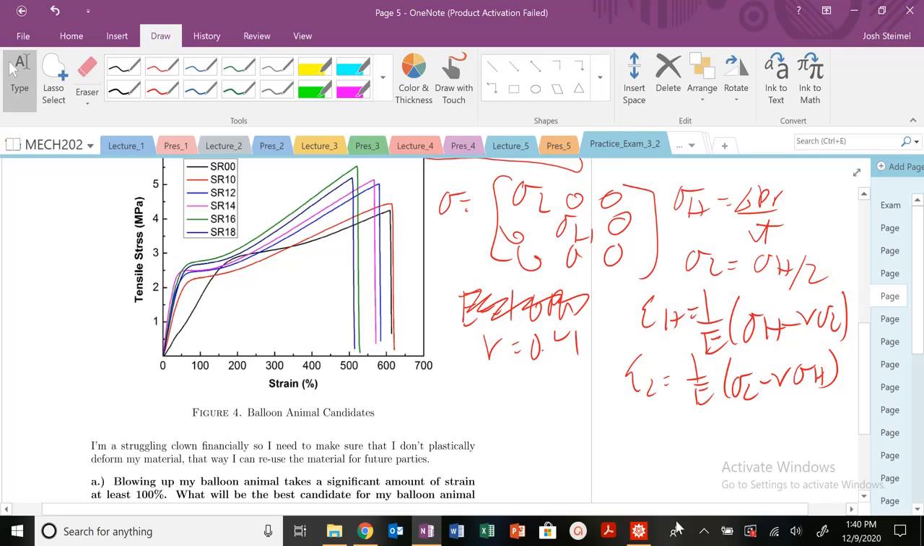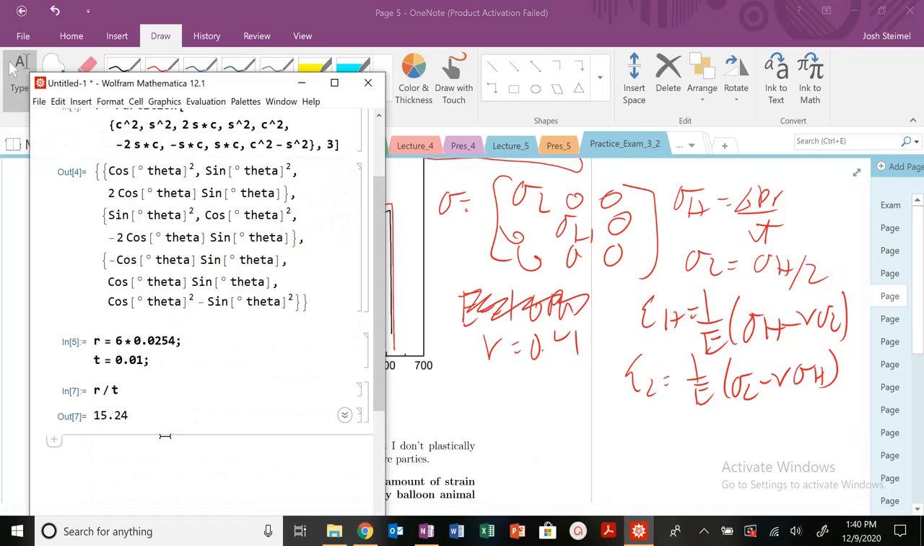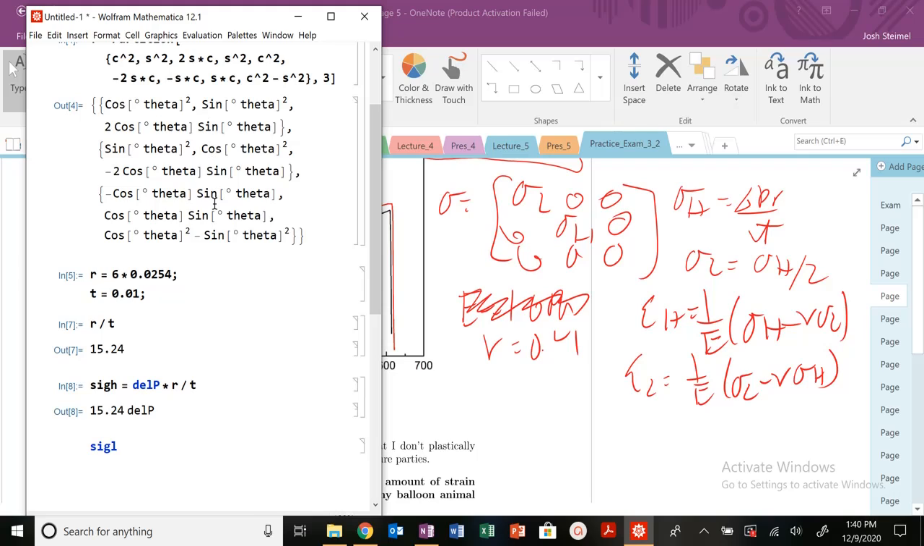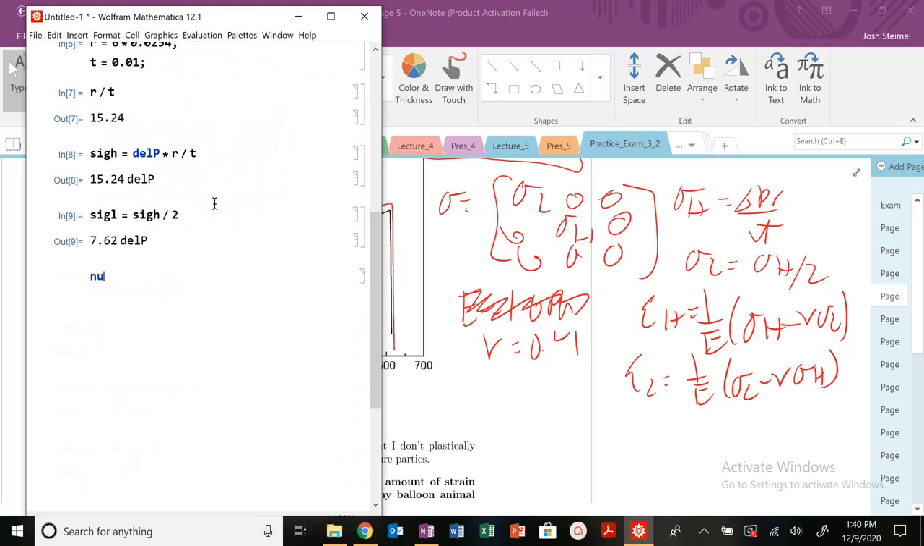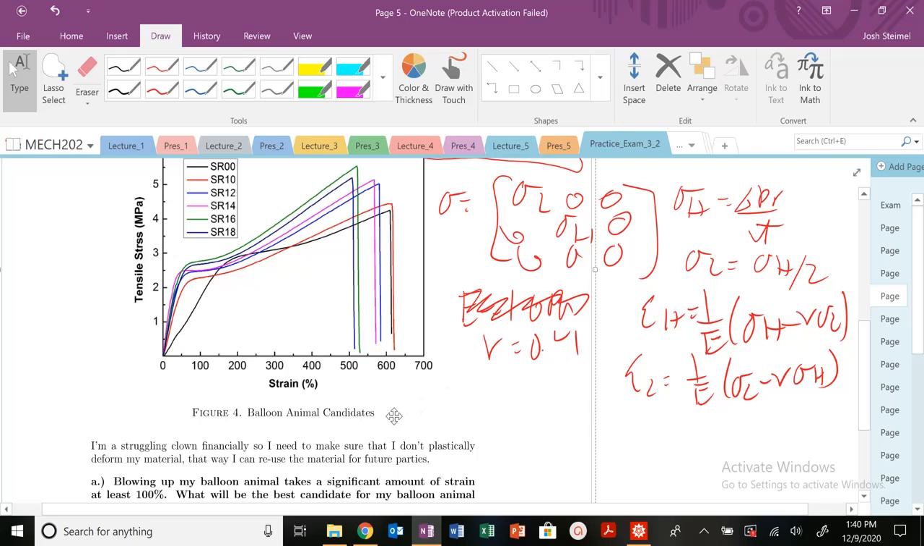So let's go ahead and, again, write some of these values in here. So sigma H is equal to delta P times R divided by T, sigma L equals sigma H divided by 2, and then I could write some of these other values. We'll write those other values later, but nu is equal to 0.4 for sure. All right, so let's go ahead and see what the problem is asking.